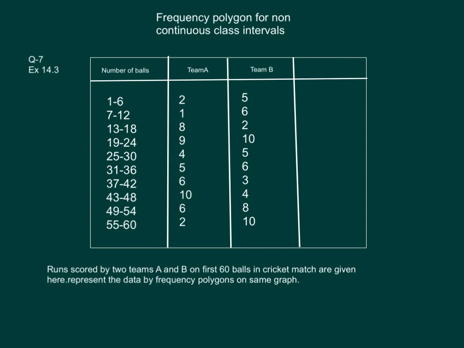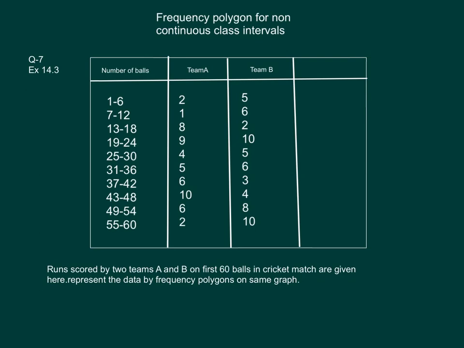Let us read the following question. Runs scored by two teams A and B on first 60 balls in a cricket match are given here. Represent the data by frequency polygon on the same graph. Before drawing the frequency polygon, let us try to analyze the data which is given to us.